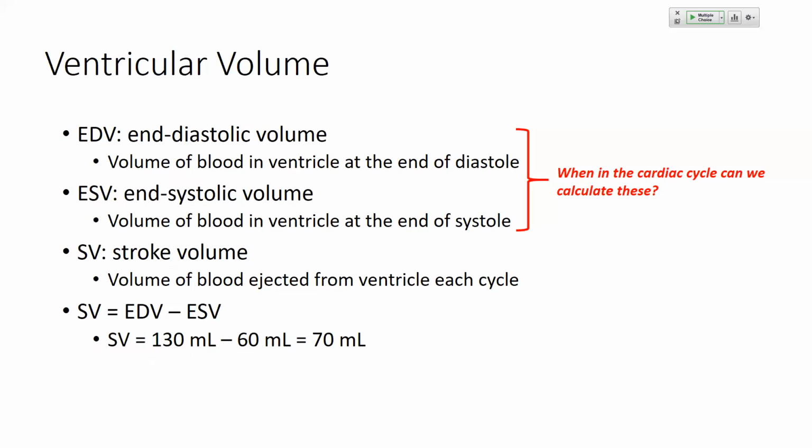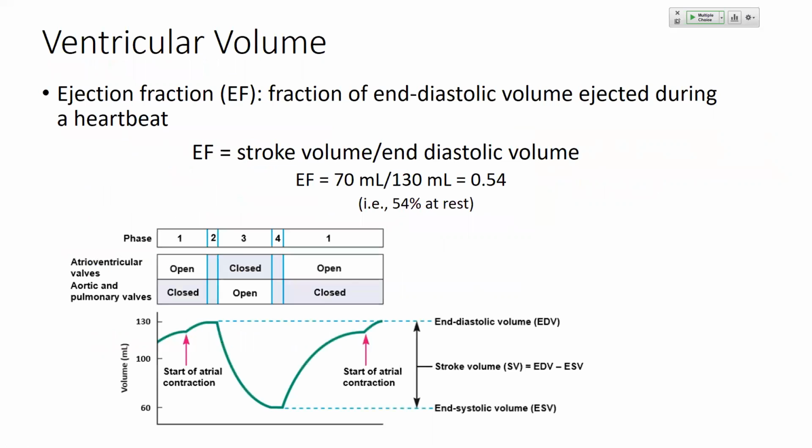Okay? I hope that makes sense. Now, you won't be expected to actually calculate these or memorize any figures, but do understand what each of these volumes represent in terms of when they're measured in the cardiac cycle and how we can calculate the stroke volume from that. All right, another meaningful measure that we can deduce is the ejection fraction.